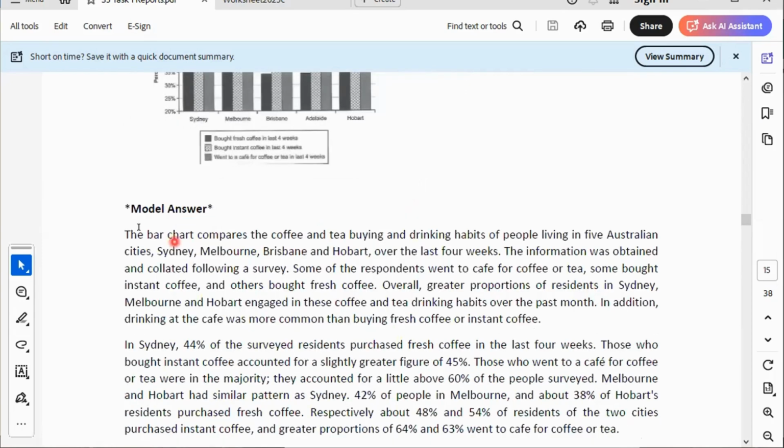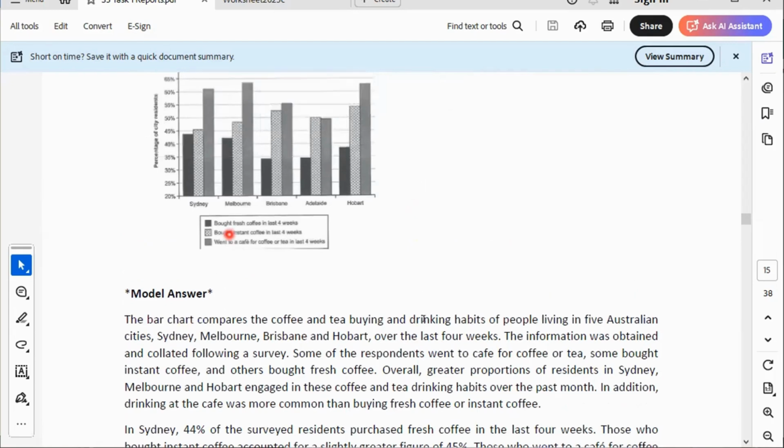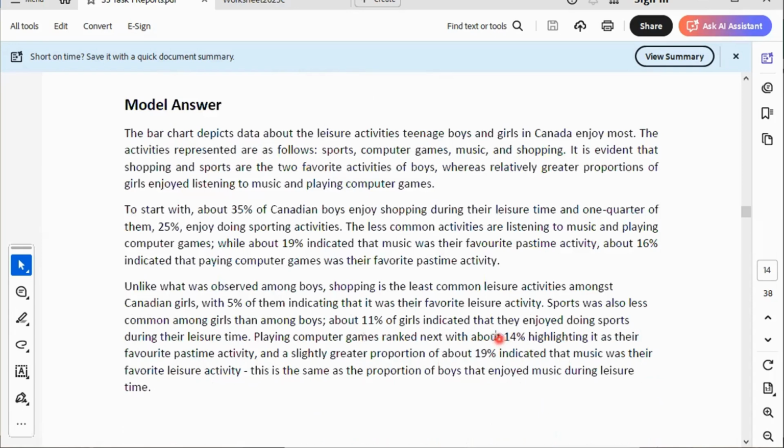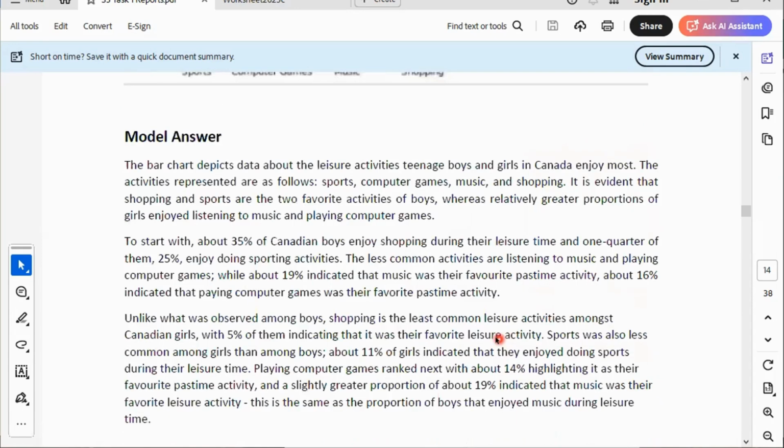Look at this one here. The bar chart compares the coffee and tea buying habit. That's the what, in 5 Australian cities. That's the where. Over the last 4 weeks. That's the when. What, where, and when. You see that formula? You need to keep it in mind.